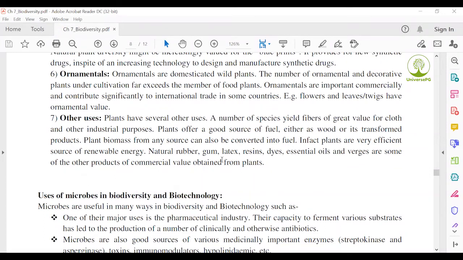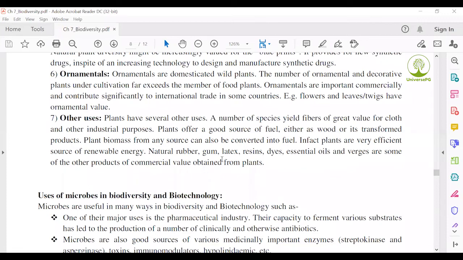Plants have several other uses. A number of species yield fibers of great value for cloth and other industrial purposes. Plants offer a good source of timber, either as wood or its transport product. Plant biomass from any source can also be converted into fuel. In fact, plants are a very efficient source of renewable energy.